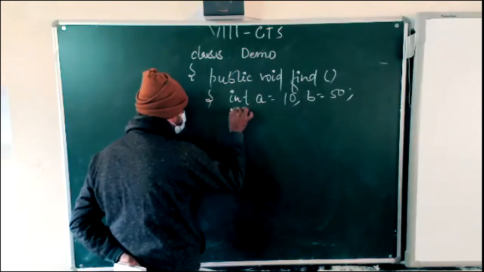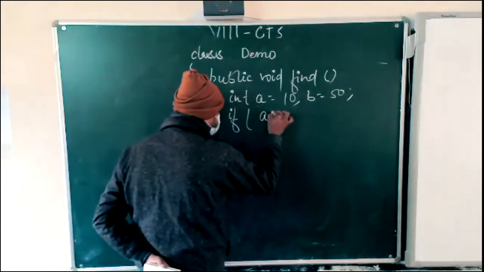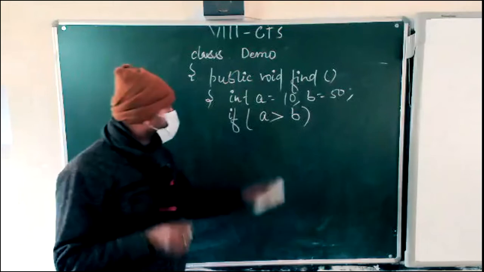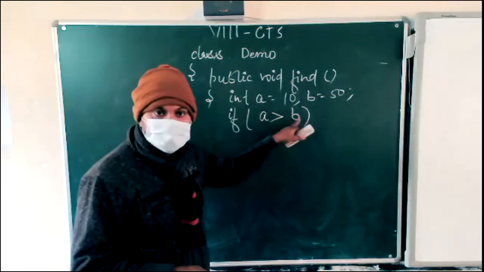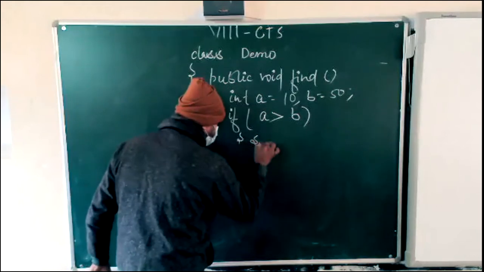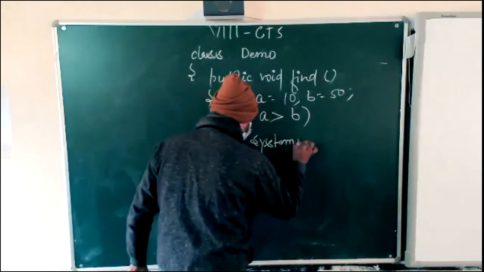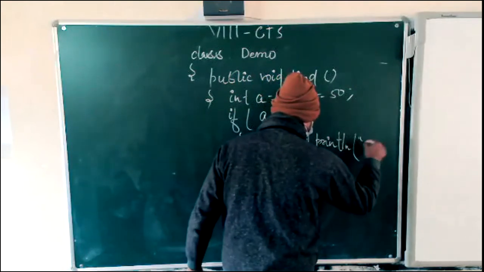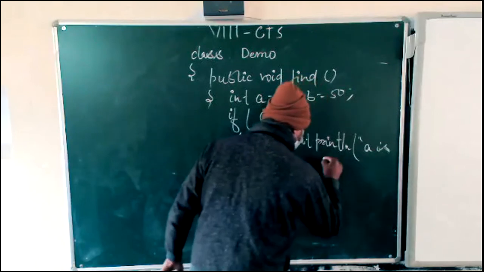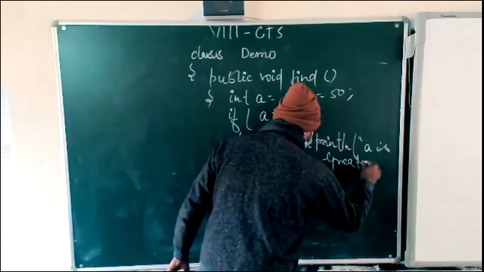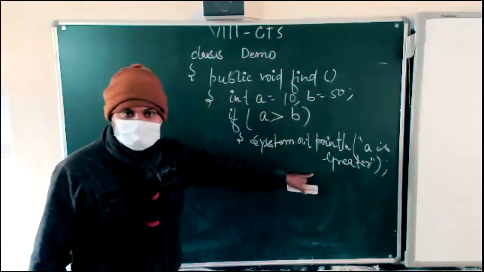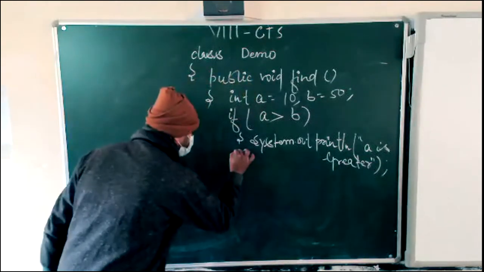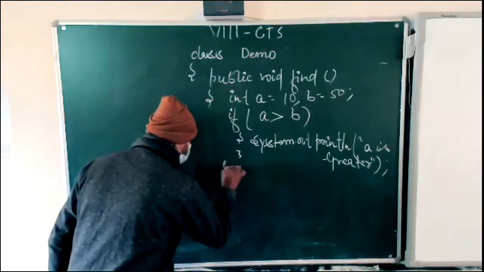We'll give the condition: if a is greater than b, then we can print System.out.println("a is greater"). Clear? Then we'll close it and we'll go for the else part.